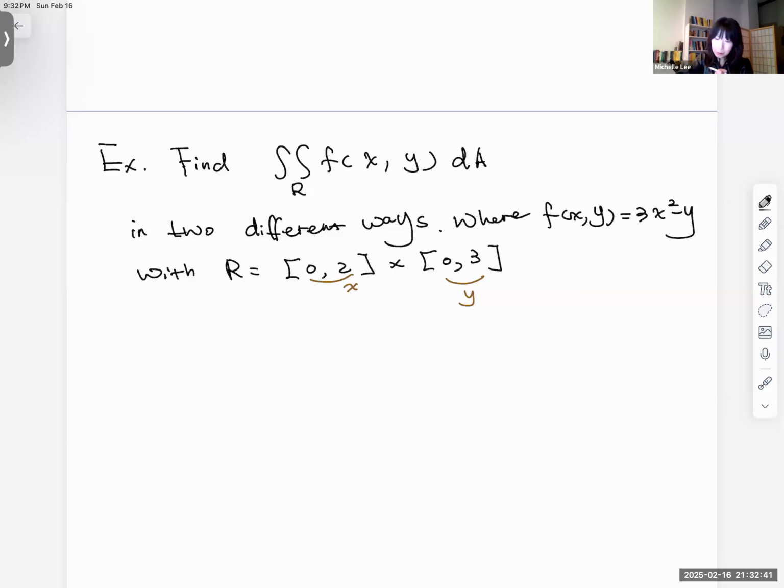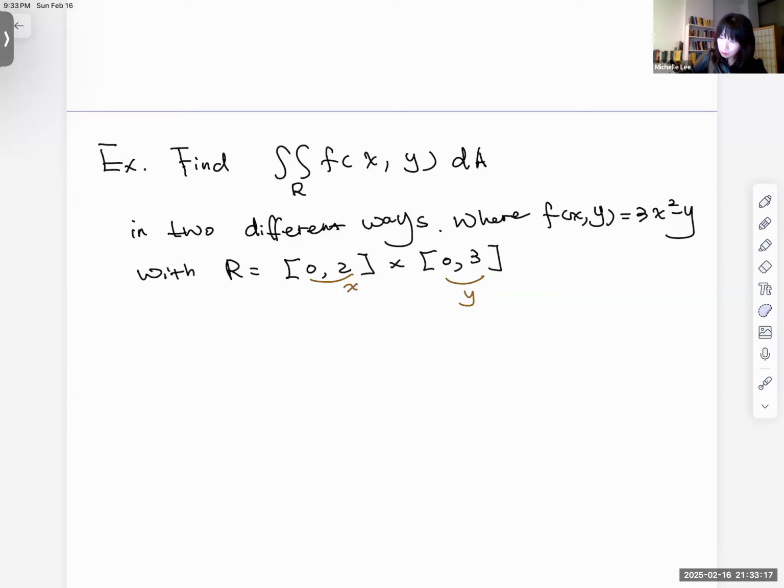Okay, so we have another problem to do in two different ways. It means we use the experience from the first example, right? So we integrate with respect to x, then y, and also we integrate with respect to y, then x. So we do two different ways. We're going to do that. All right, so what do you want? X first? Okay, that's fine.